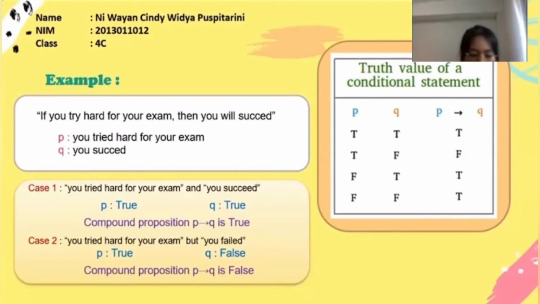Okay, this is the example of implication. I have a sentence: if you try hard for your exam, then you will succeed. There are the words if and then in the sentence, so that means it is a conditional statement. We can write P as a hypothesis, that is, you tried hard for your exam, and Q as a conclusion, that is, you succeed.